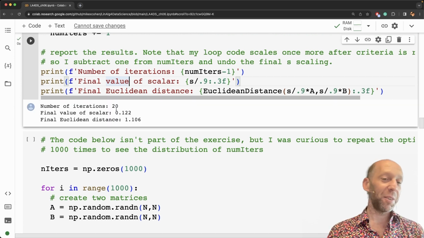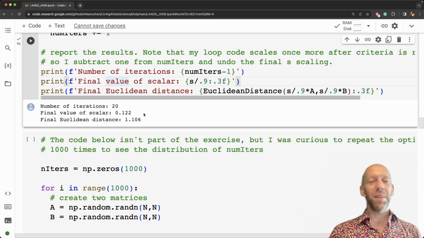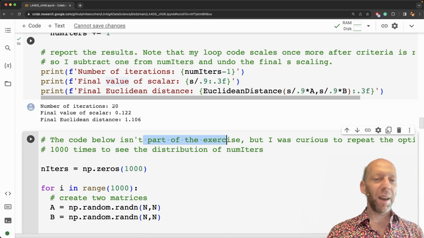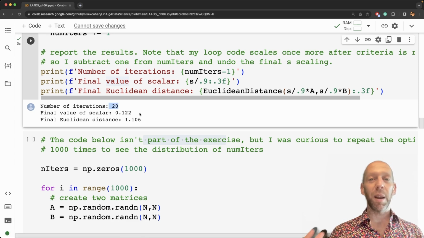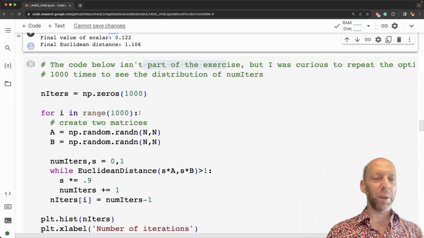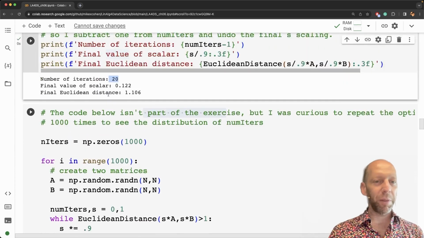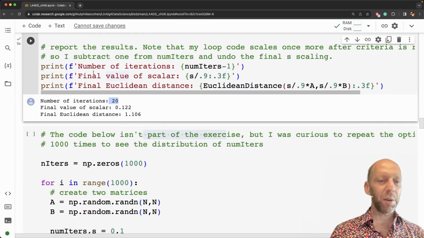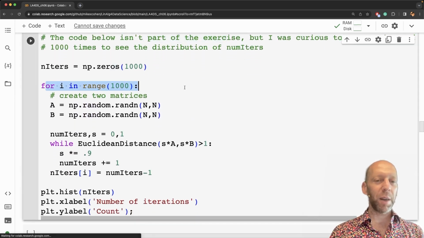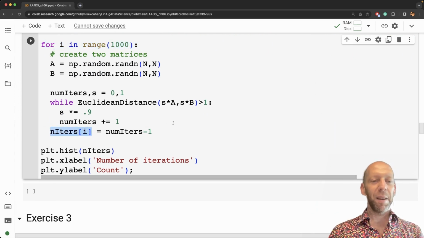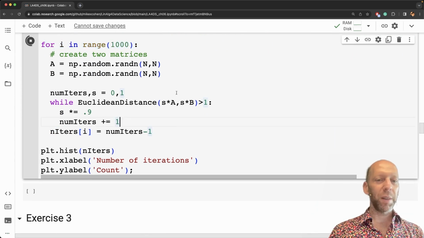Okay, and then just out of curiosity, so here this time it ended up being 21 iterations, and now I'm running it again. Now it's 20 iterations. So this is not part of the exercise, but I was just curious to see what is a typical number of iterations for this particular problem that we were working on. So what I did was basically just take the code from the previous cell. So I take all of this code, embed it in a for loop to run 1,000 times, and I stored the number of iterations for each of those 1,000 times.